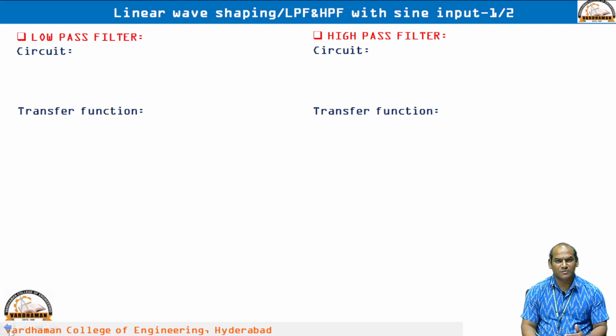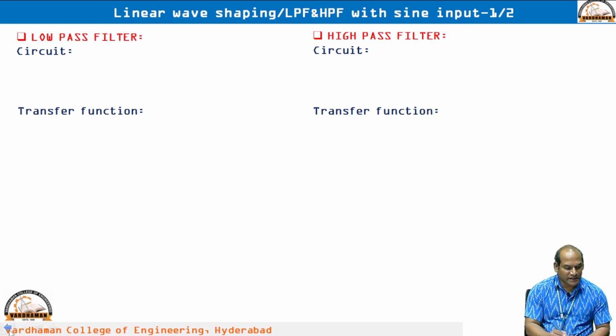Actually, wave shaping means output signal shape should be different from the input signal shape. But for the linear circuits, if you apply the sinusoidal signal, output is also sinusoidal signal only. There is no change in the shape of the signal, but there may be changes in the amplitude levels, there may be changes in the phase. Okay. Now this topic is about that particular thing only.